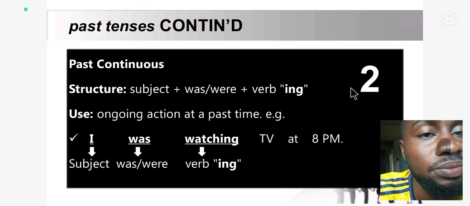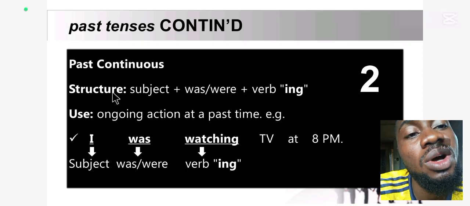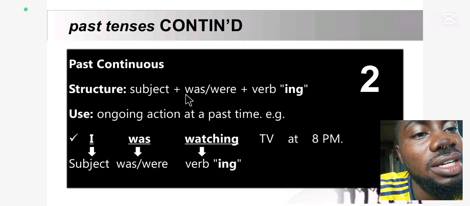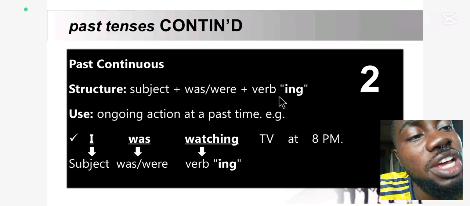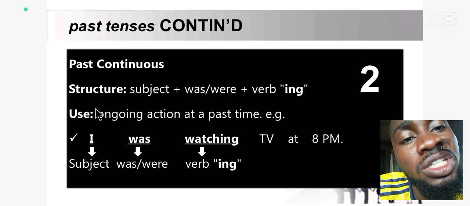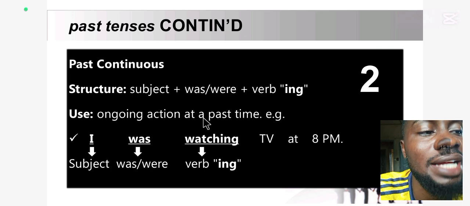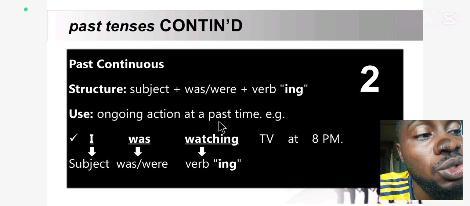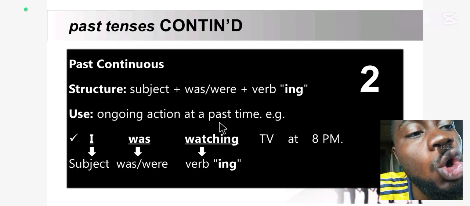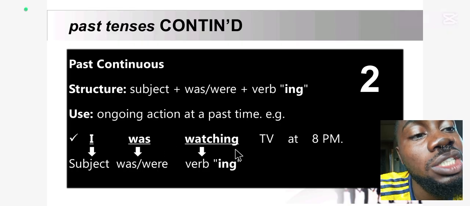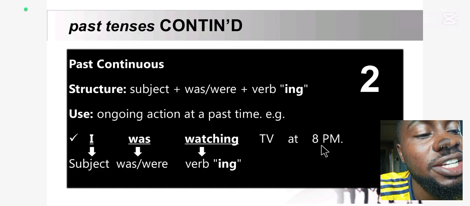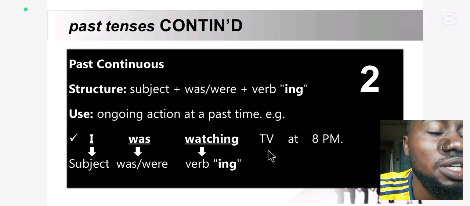Number 2, the past continuous tense. What is the structure like? It has a subject. It might have either was or were plus a verb ending in ing. What is it used for? Ongoing action at a past time. So the time for the action has passed and the action was ongoing. For example, I was watching TV at 8 p.m.